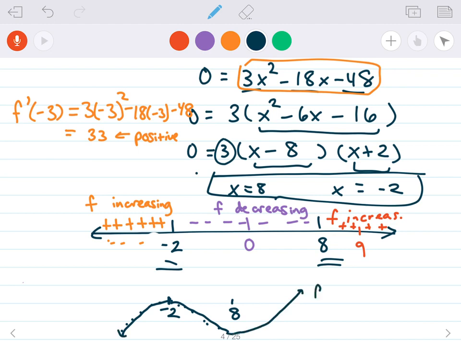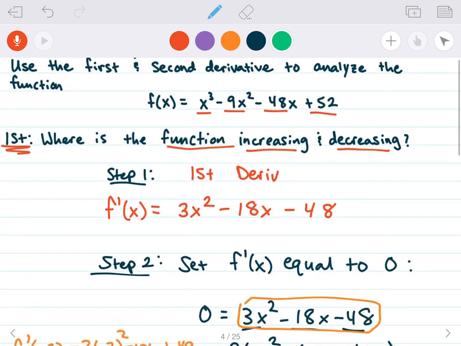So maybe f looks like this, but the point is that we figured out that at negative 2, we have an upside down u, and at 8, we have a regular u like this. So we have concave down right here, and we have concave up right here. So, what was it asking for?